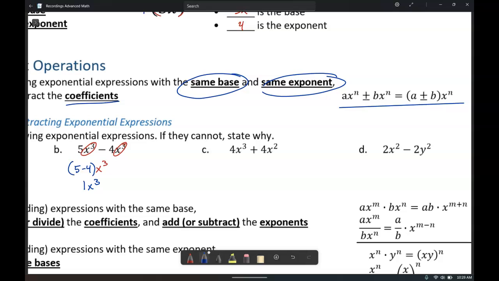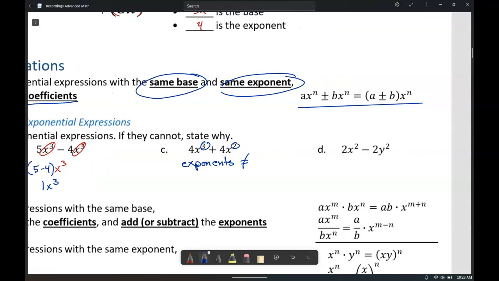Now here, we have x to the 3rd and y squared. Because the exponents are not the same, we cannot add or subtract. Here, our bases are different. Therefore, we cannot add or subtract.